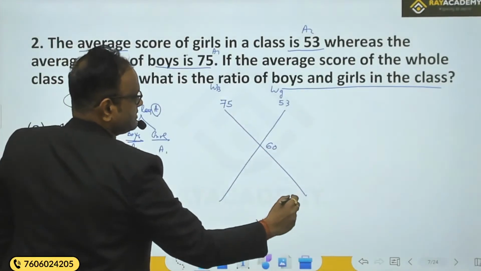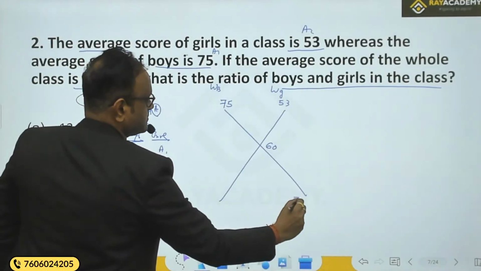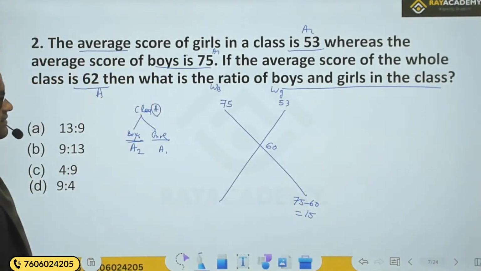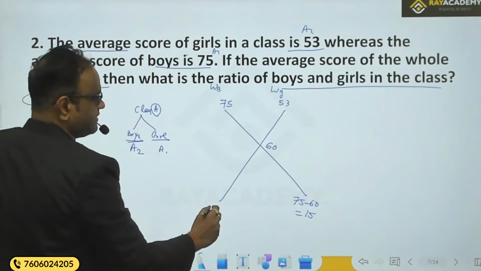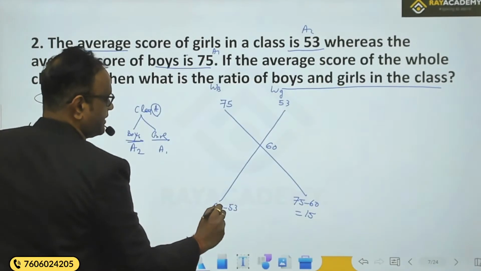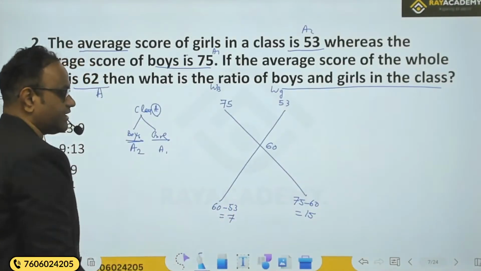Along this line, what is the difference? 75 minus 60, that is 15. Along this line, what is the difference? 53 minus 60, 60 minus 53. Always this will be positive, not negative. So this is only the difference that I am asking.